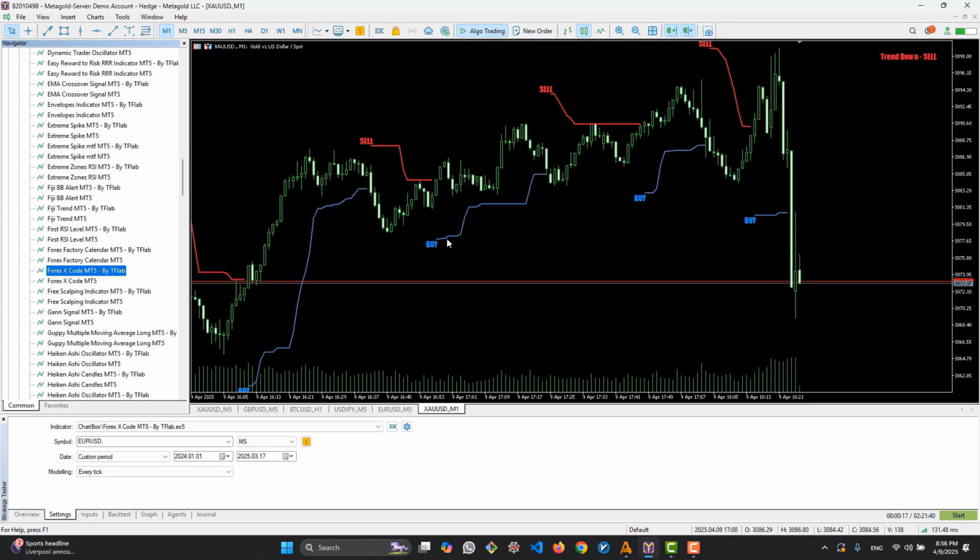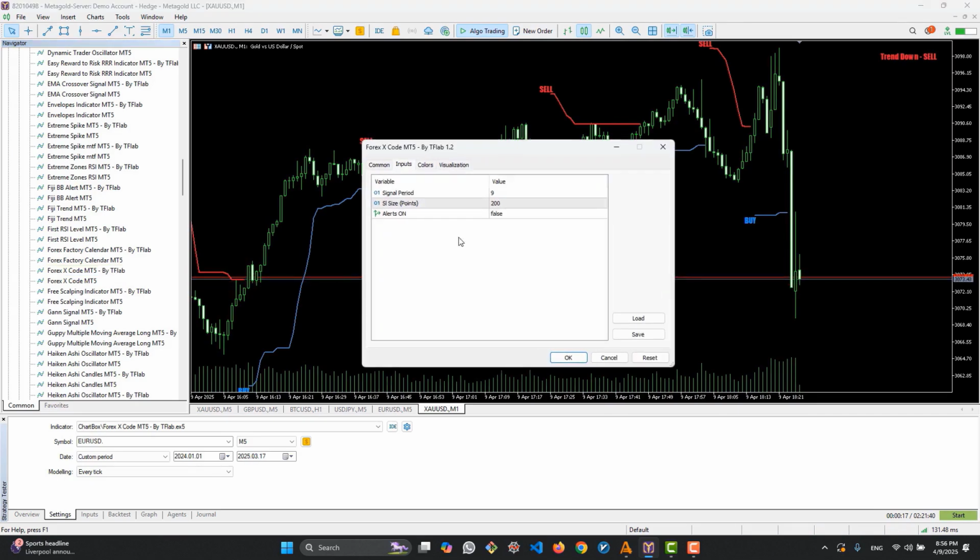Let's review the settings of this indicator together. The first option in the settings is the calculation period of this indicator. The longer we set this period, the more reliable signals we will have, and trend changes will occur less frequently.